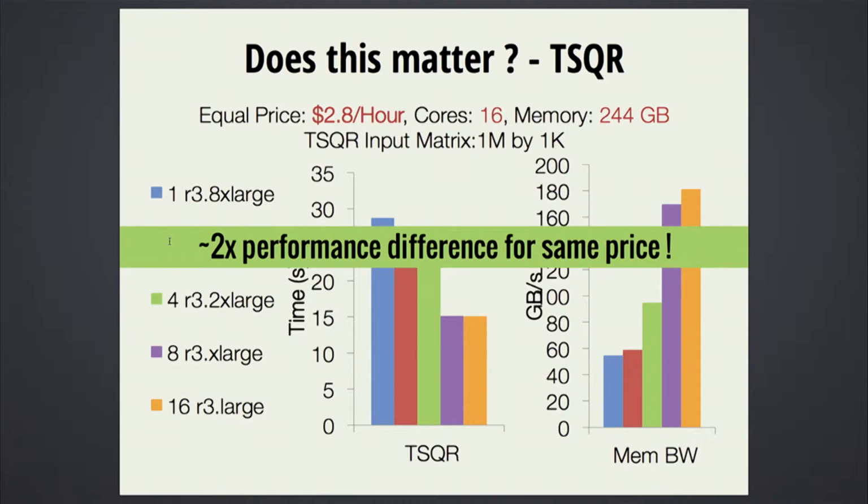So this was initially a surprise to us, and so we did some more work in trying to figure out why this is the case. Some more detailed benchmarking of the instances themselves showed that you could actually get a lot more memory bandwidth, which is what these applications were sensitive to, when you use a large number of smaller instances.